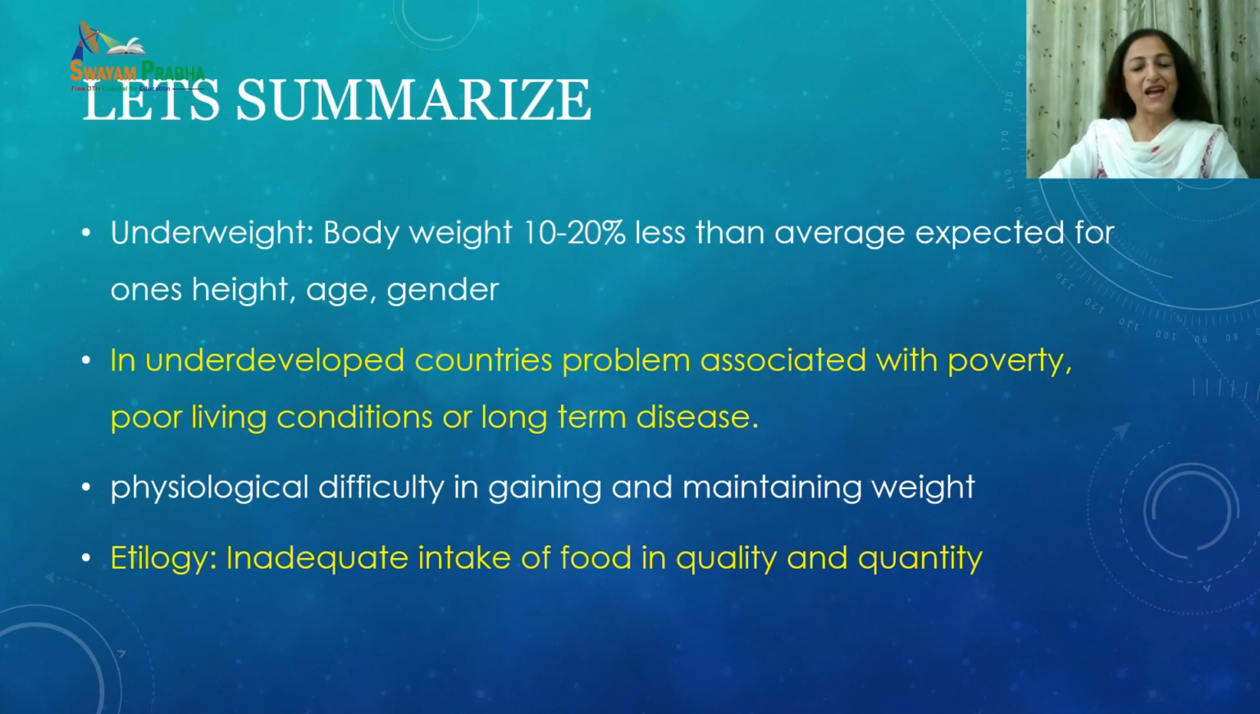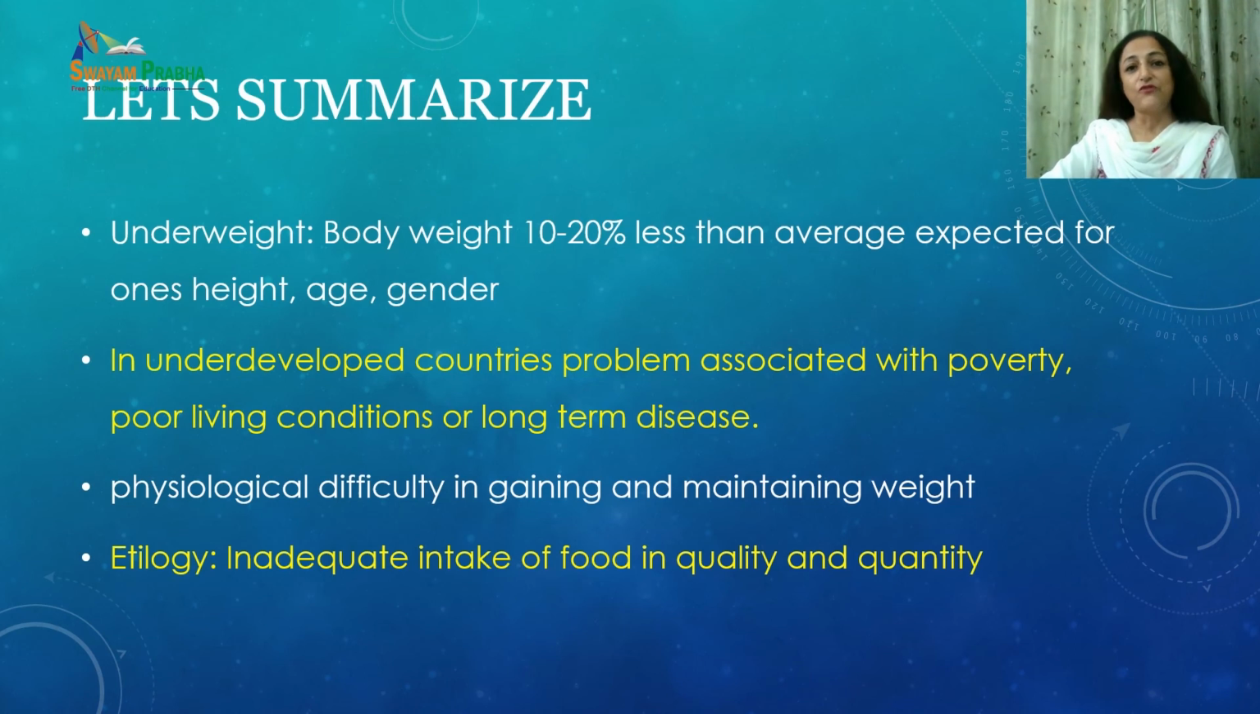So let's summarize what we have studied in this lecture. We had studied that underweight is when the body weight is 10 to 20% less than the average of what is expected for someone's height, age and gender. Then we studied about its prevalence and we saw that this problem is there in underdeveloped countries and developing countries, where this problem is associated with poverty, poor living conditions, or along with that, long-term disease could be one of the reasons. And then along with that, physiological difficulty in gaining and maintaining weight could be one of the causes.